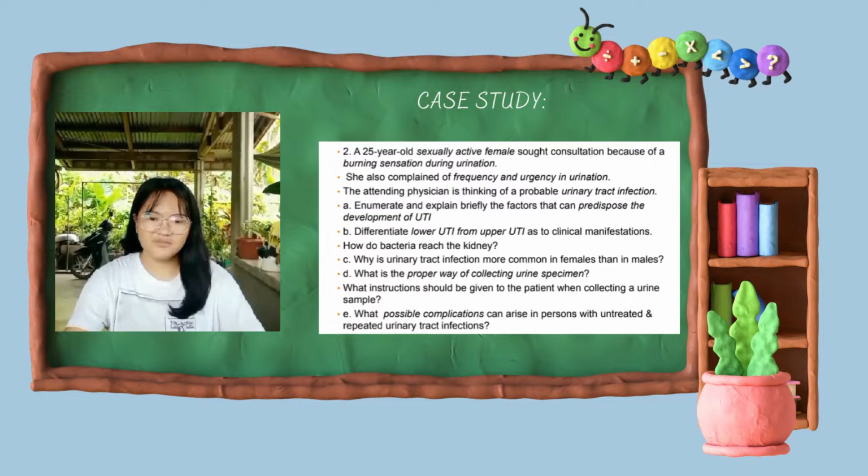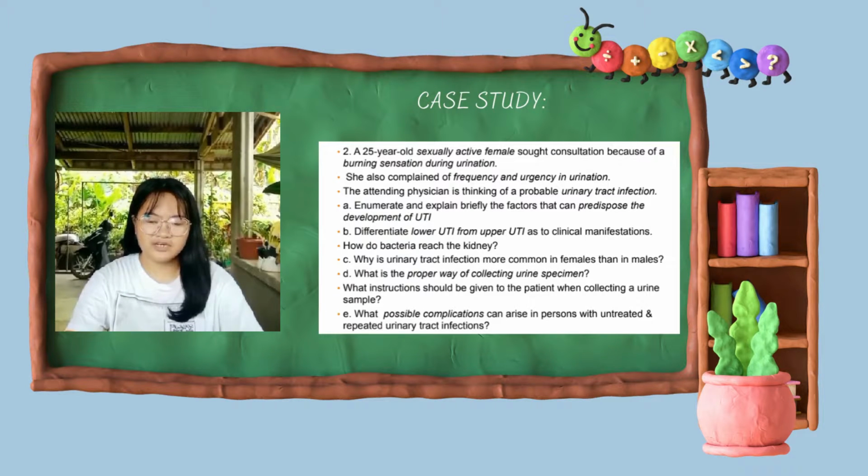The factors that can predispose the development of UTI are gender and mechanical factors. Gender: UTI is more common in females, especially school-aged girls and those above. Mechanical factors: catheterization, sexual intercourse, kidney stones, and improper use of tampons and patches. Letter B. Differentiate lower UTI from upper UTI as to clinical manifestation. The lower UTI is urethritis, while the upper UTI is acute pyelonephritis.